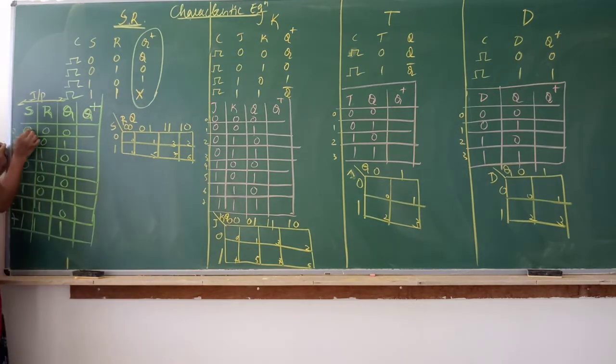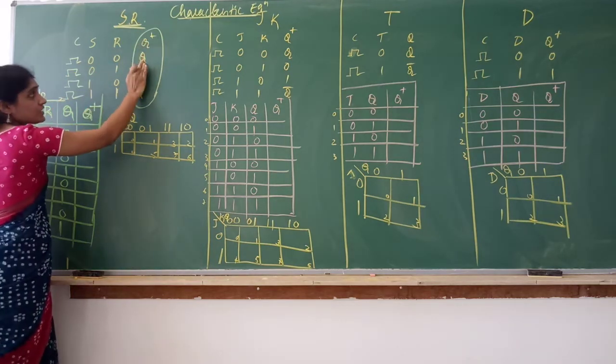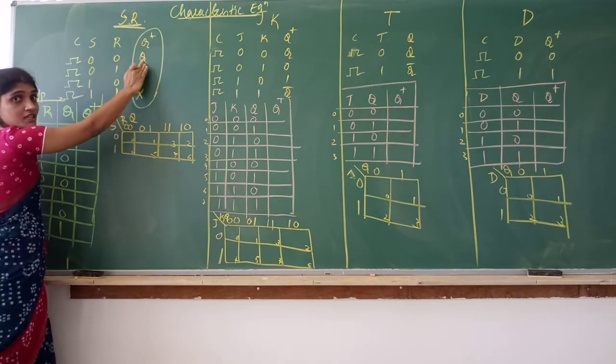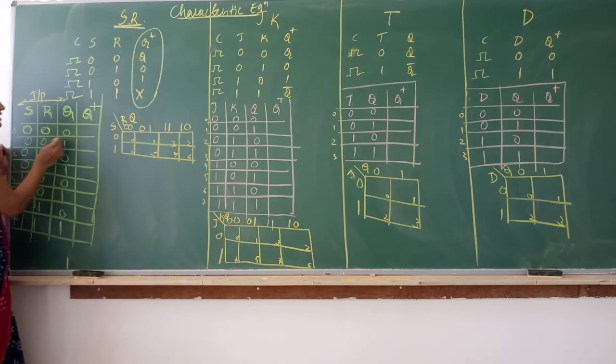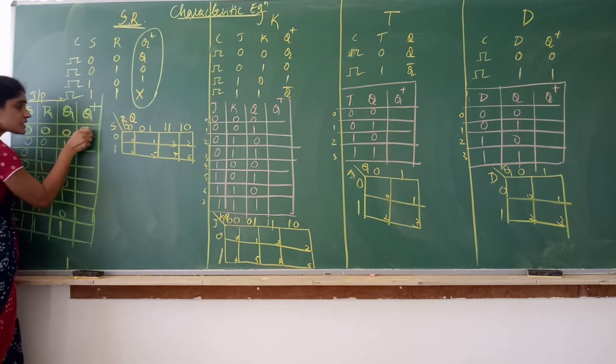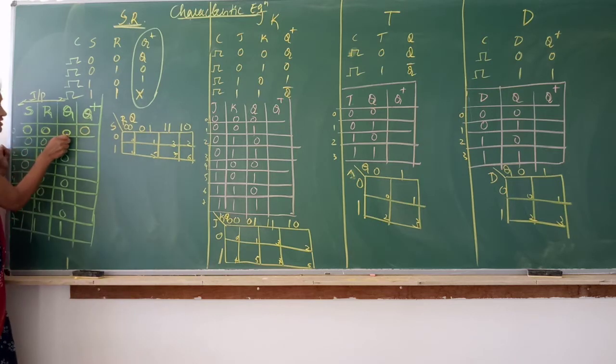See, what is S here? 0. What is R? 0. For 0, 0, what is the next state? The next state is the same as the previous state. What is the previous state here? 0. So the next state is the same as the previous state. Previous state is 0, so the next state is also 0.